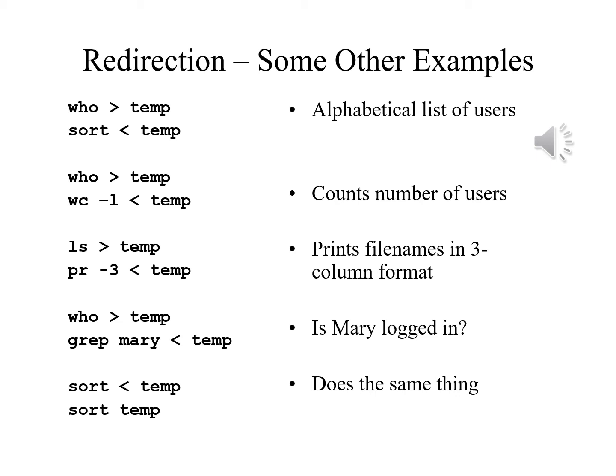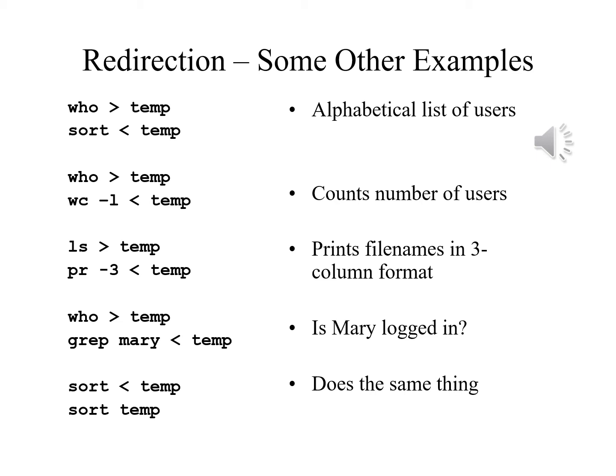If I type who > temp, it will create a file named temp that contains the login names of users on the system. If I subsequently type wc -l < temp, it will give me the number of lines in the file. Since it writes one line per user, that number is the number of users on the system.